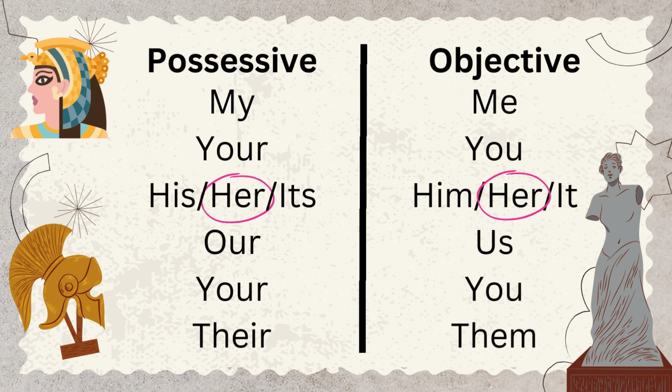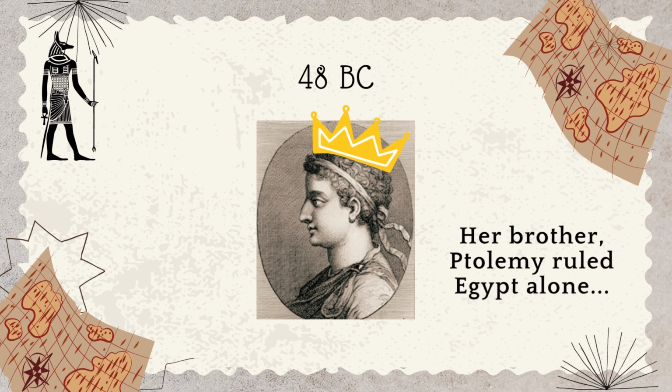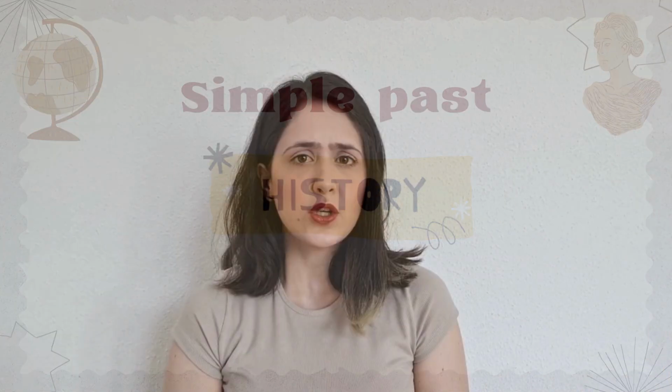Now, let's go back to Cleopatra. So, it was 48 BC, her brother Ptolemy ruled Egypt alone. One moment, did you notice that we are using verbs in the past? Simple past, usually, it's what we use to talk about history. Usually, verbs in simple past end in ed.